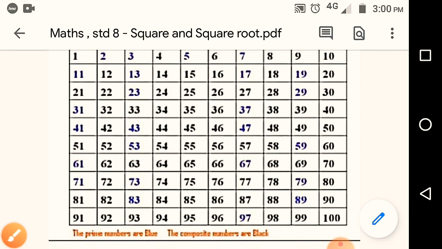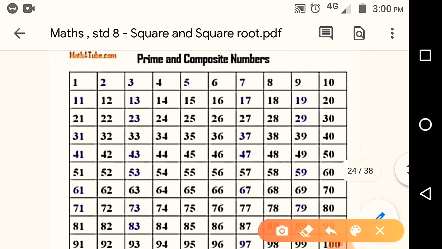Okay, so for example, this 2 is coming only in the table of 2 and 1. 3 is also coming in the table of 3 and 1. So this 2, 3, 7, 37. These are all prime numbers, the numbers which don't come in any table. They have only two factors, 1 and itself. So they are prime numbers.